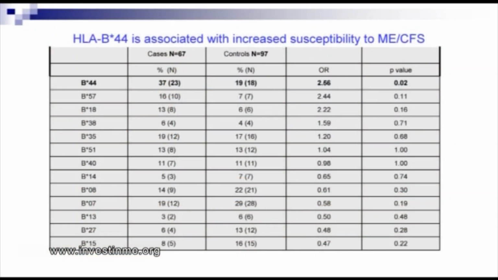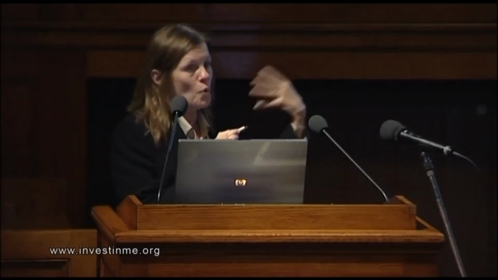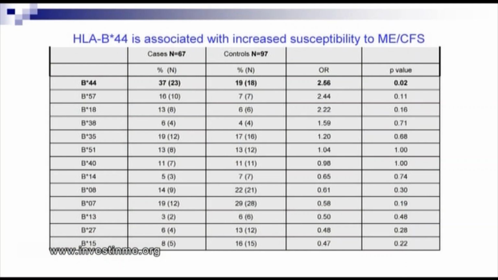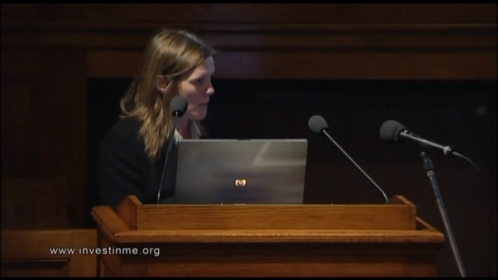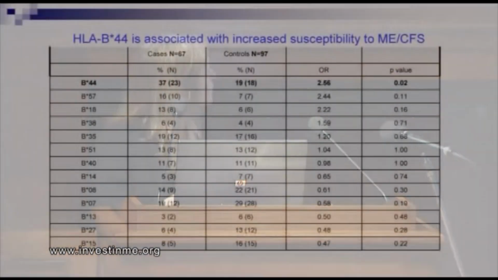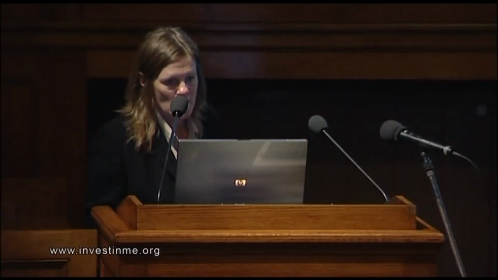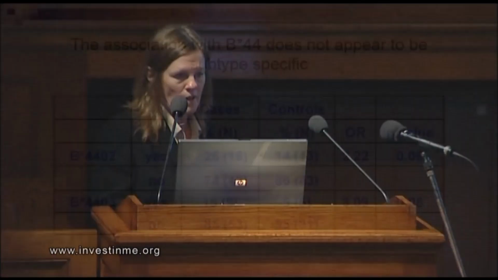Interestingly, we found HLA-B44 was significantly associated with increased susceptibility to ME/CFS at a 2.56 odds ratio. And I know there was an HLA-B, I don't remember exactly which one, associated with parvovirus infection, and I know Jonathan published that several years ago. So again, there may be an HLA-B44 allele associated with increased susceptibility to ME/CFS.